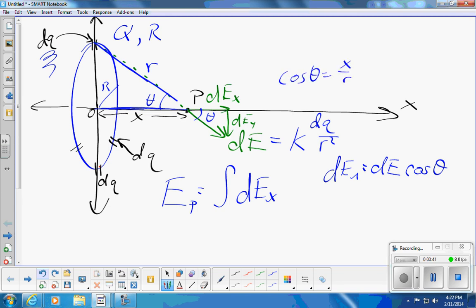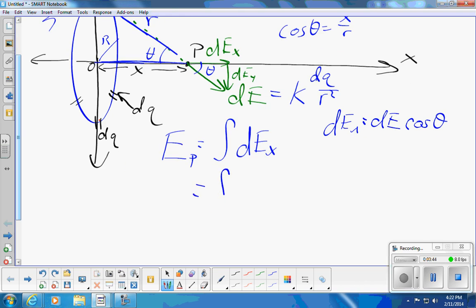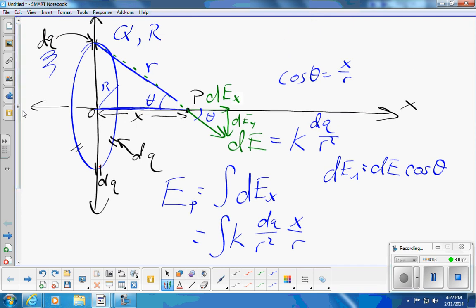So the field is the integral of dEx, which is dE cos theta, which is k dq over r squared. That's the dE times cos theta. Cos theta is x over r. And I want to express r in terms of things that we have already defined, such as, this is little r, and little r is the hypotenuse of a triangle with x and big R as its legs. So little r squared is x squared plus big R squared.